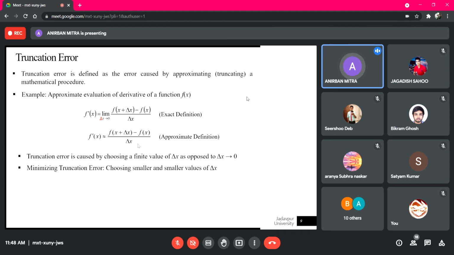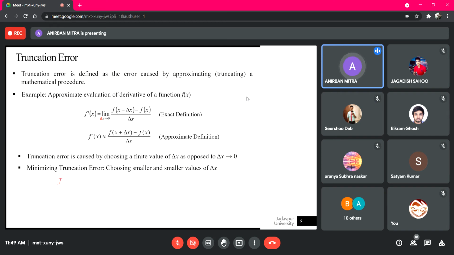In this case, how do you minimize the truncation error? Choose smaller and smaller values of delta x. If you go for smaller values of delta x, it will contain less truncation error, and the approximated value would be closer to the exact value of f dash x. So this is the truncation error in terms of the definition of the derivative.